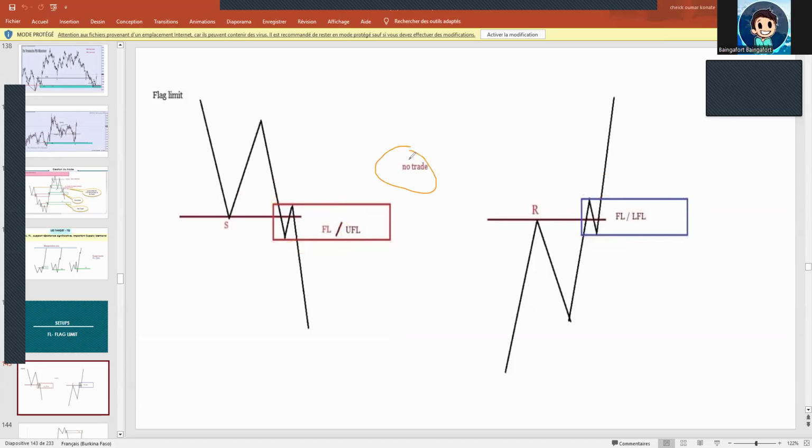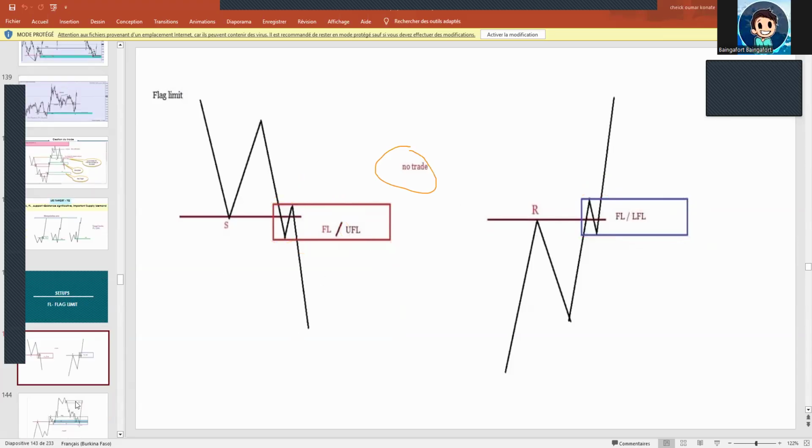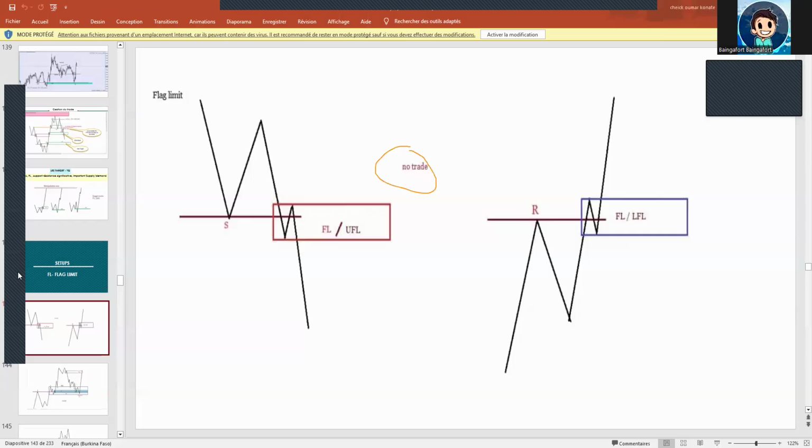We don't trade this kind of flag limit. Why? Because there is no decision point. You cannot see a decision point here. Can you show me a decision point here? This one is just a simple flag limit, a movement that breaks the support here, drop base, drop breaking support here. This one is really based on breaking resistance. So this kind is just a flag limit.